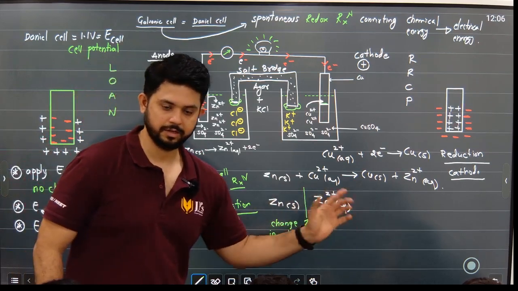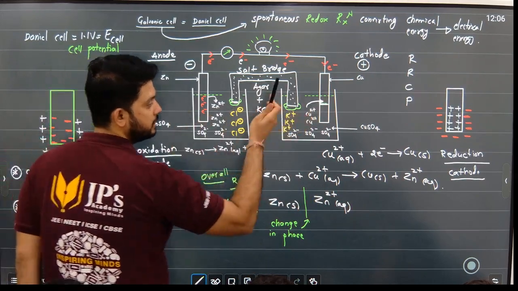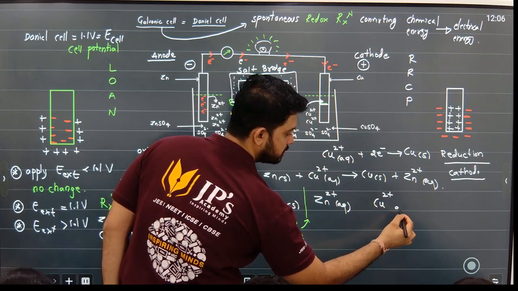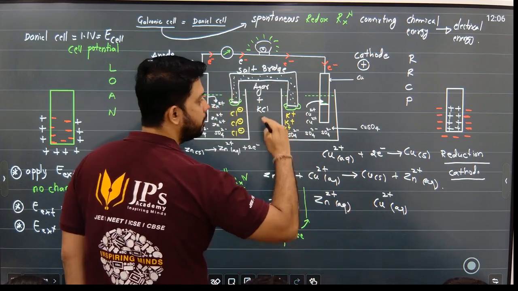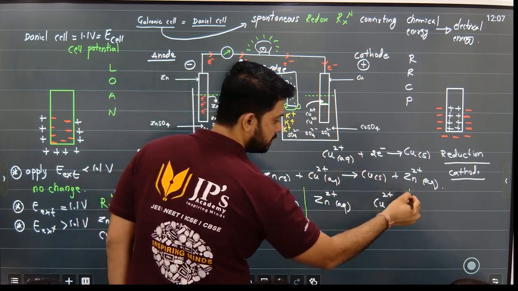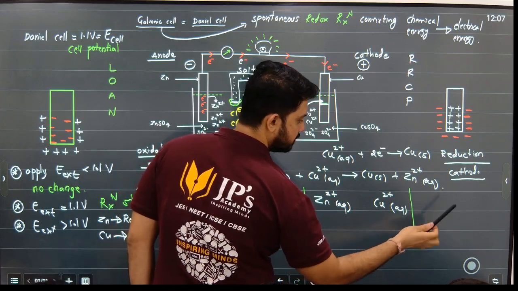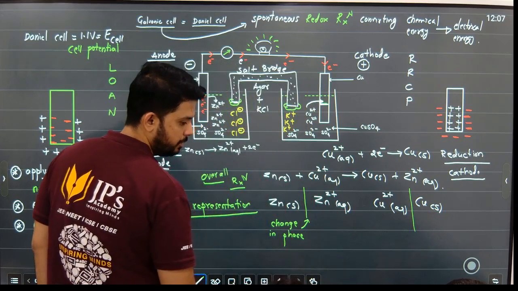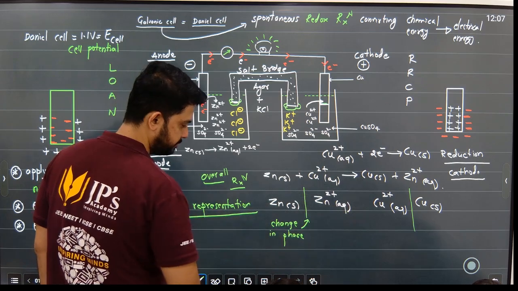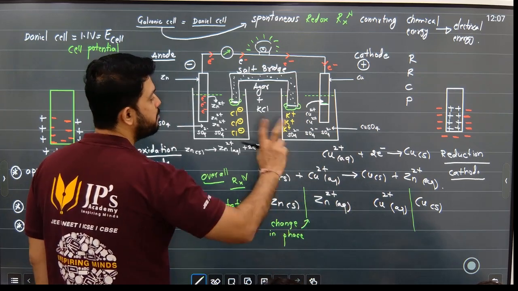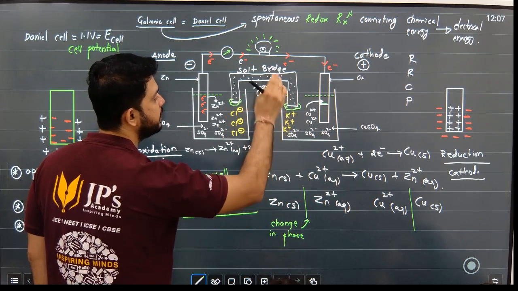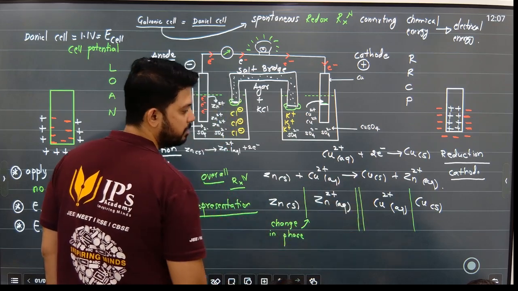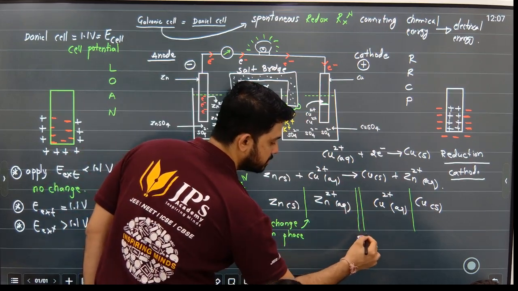Then what happened on the right? Copper ions from the solution got deposited on the copper rod. Yes or no? Cu solid. Did you get that? Again, why just a single line? Change in phase. And both the electrodes were connected by a, so double line represents salt bridge.